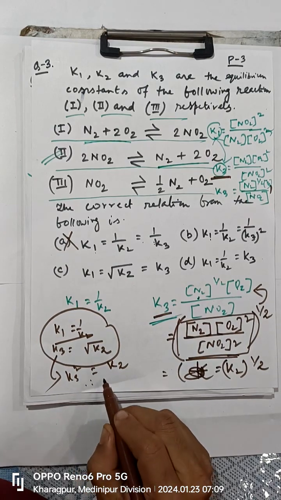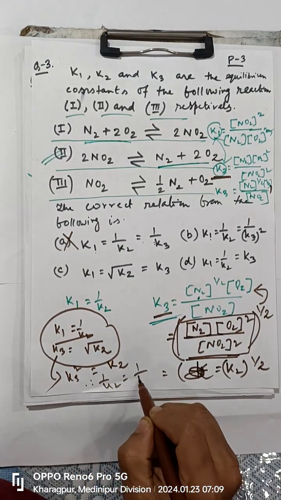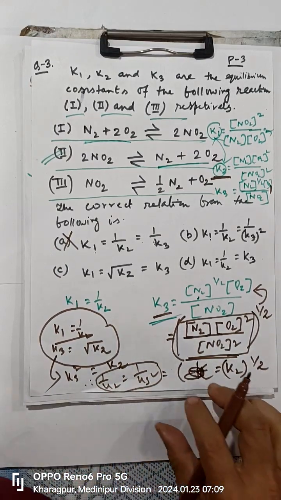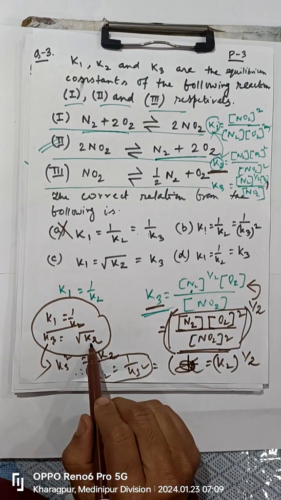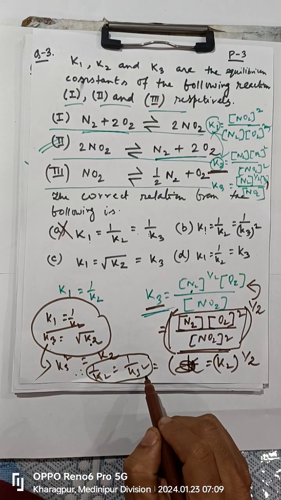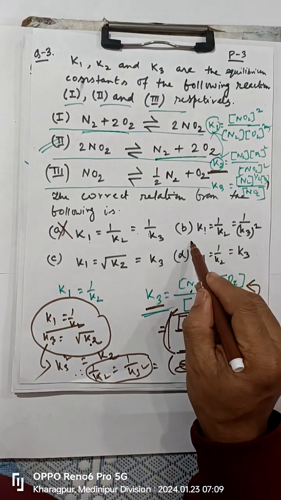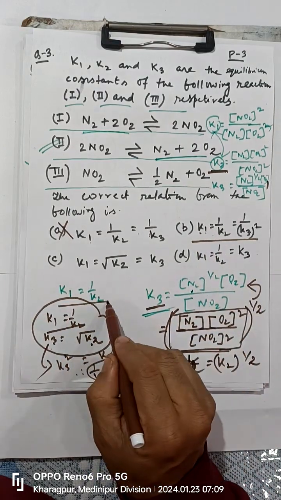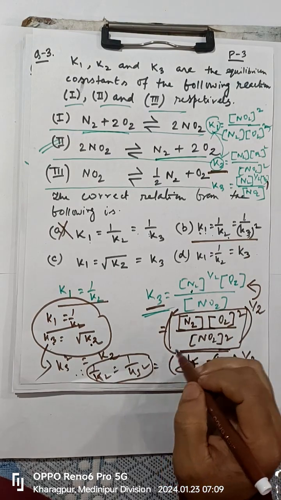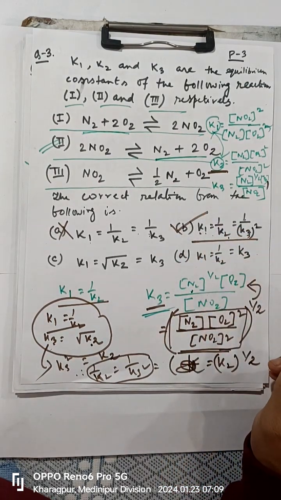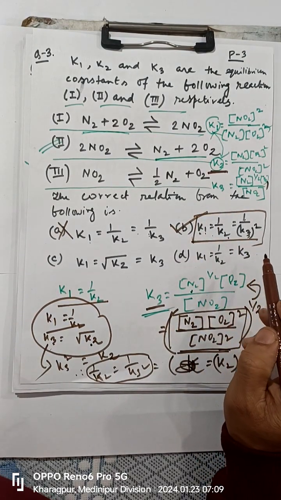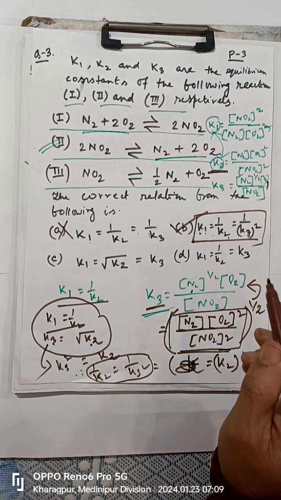So therefore, 1 by K2 is equal to 1 by K3 square. This is similar, as K3 is equal to root over K2, which is similar to 1 by K2 is equal to 1 by K3 square. So you see here, K1 is equal to 1 by K2, that is fine, and is equal to 1 by K3 square. So this is the actual answer for this question. So the proper relation will be K1 is equal to 1 by K2 is equal to 1 by K3 square.